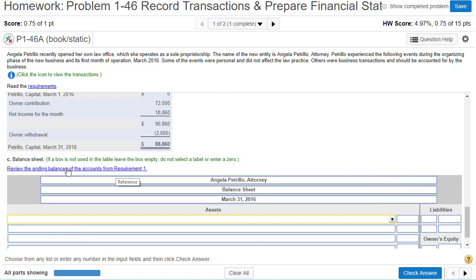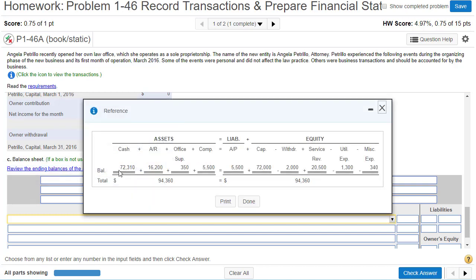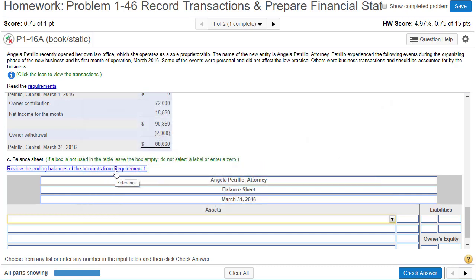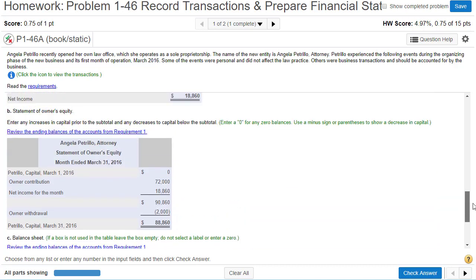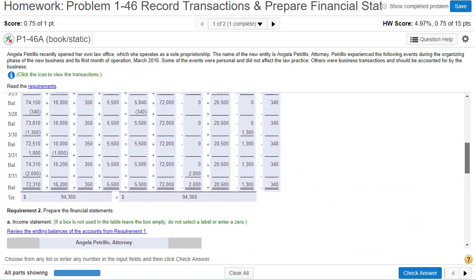Now, many of you may have noticed that this homework problem provides these links. It says review the ending balance of the accounts from requirement 1, which is a nice way to show you the ending balances of all your accounts so that you don't have to scroll up and down. However, notice this is the answer to the first part of the problem. So if this problem is on a test, they are not going to provide this link for you. So on the test, you would have to scroll up to find the asset account. So that's what we're going to do here. We're going to simulate a testing environment.